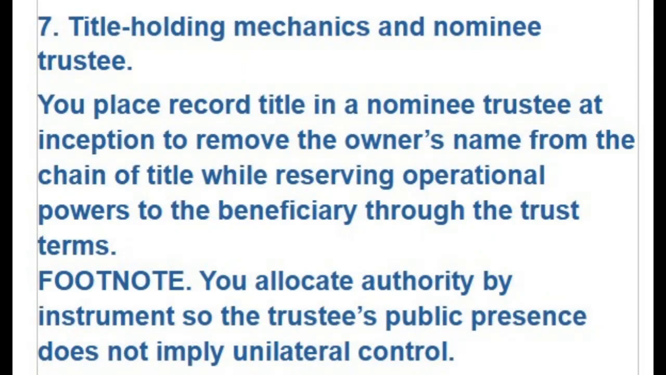7. Title holding mechanics and nominee trustee. You place record title in a nominee trustee at inception to remove the owner's name from the chain of title while reserving operational powers to the beneficiary through the trust terms. Footnote. You allocate authority by instrument so the trustee's public presence does not imply unilateral control.